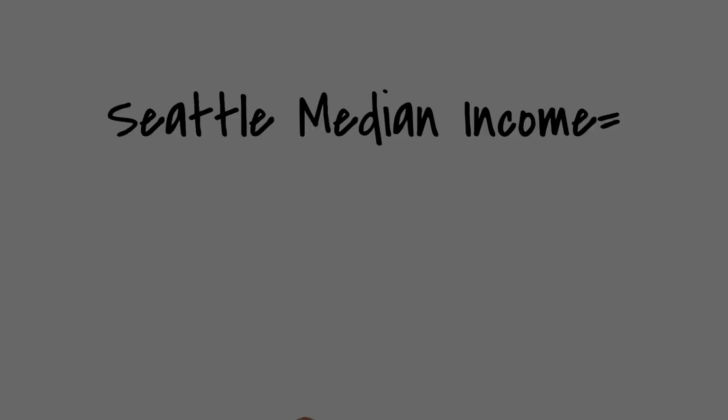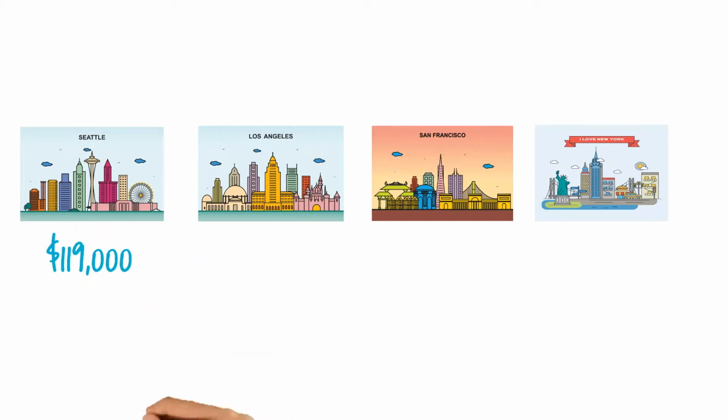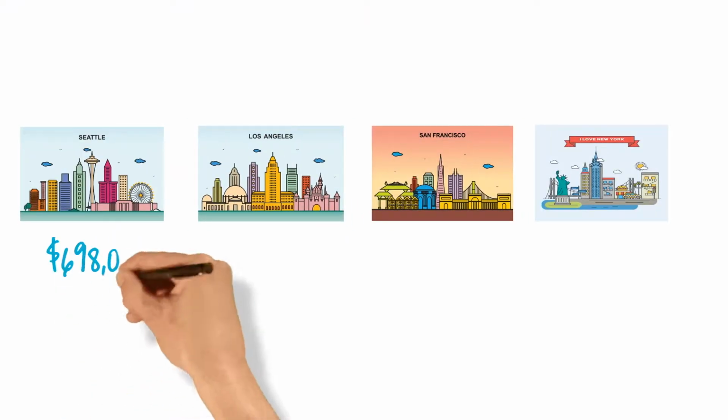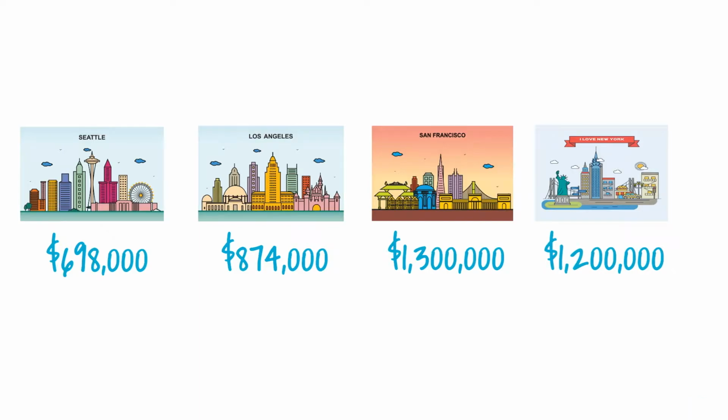The Seattle median income is about $119,000. When you compare that to other big cities like San Francisco, New York, LA, we're still paid a relatively high amount. We're only slightly behind San Francisco, but our median home price is much, much less than all those cities. So when you're looking at something that's considered to be affordable, we're still well within that range when compared to other cities.